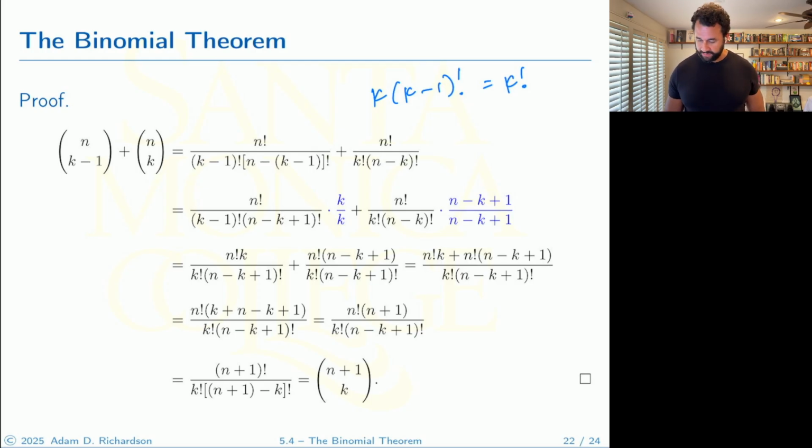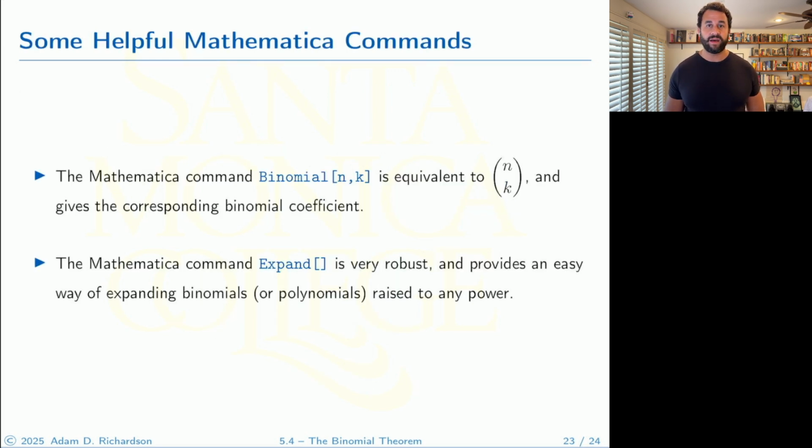Okay. All right, real quick at the very end, just to finalize some things, there are a couple helpful Mathematica commands if you want to dig into them. I'm not going to show any examples because it's really just plugging in this formula. The Mathematica command Binomial[n, k] is equivalent to n choose k, and it will give the corresponding binomial coefficient. So if your n and your k are rather large, Mathematica can help. As we've seen before, the Mathematica command Expand is a really, really robust command. And if you need to expand a binomial, it can do it instantly.